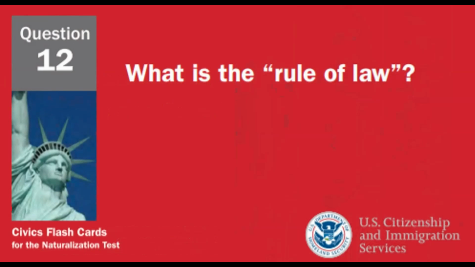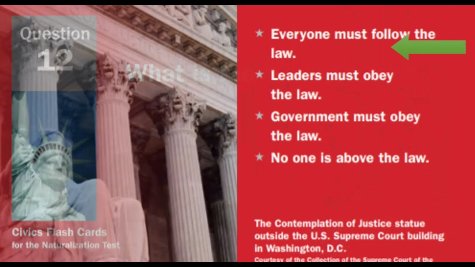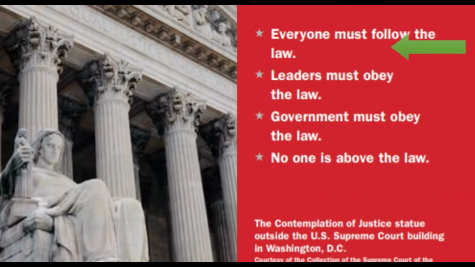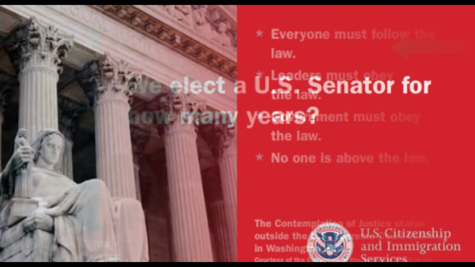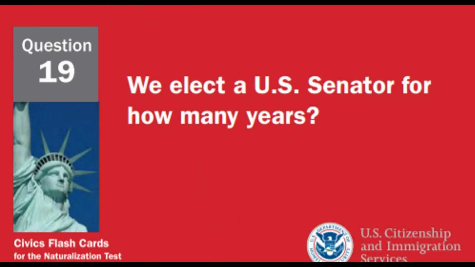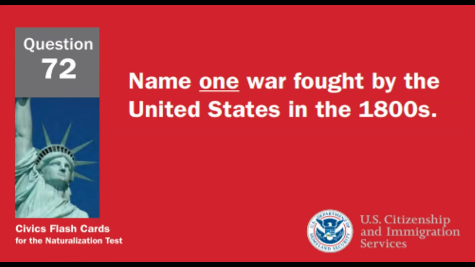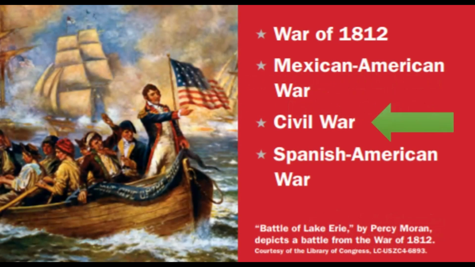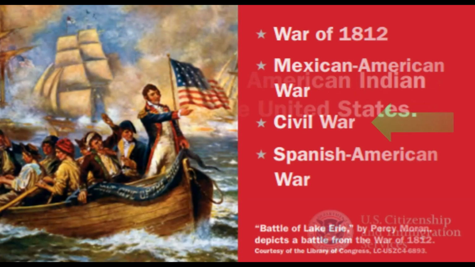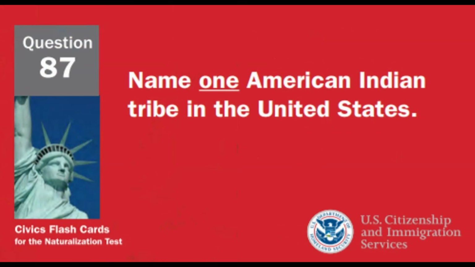What is the rule of law? Everyone must follow the law. We elect a U.S. Senator for how many years? 6 years. Name one war fought by the United States in the 1800s. The Civil War. Name one American Indian tribe in the United States.